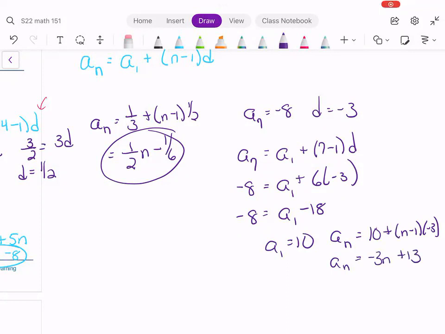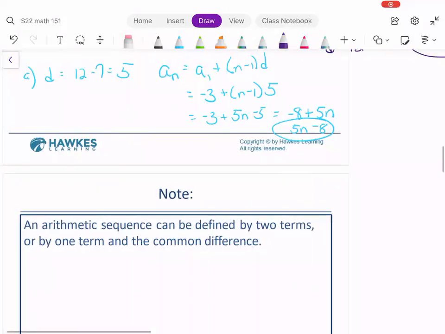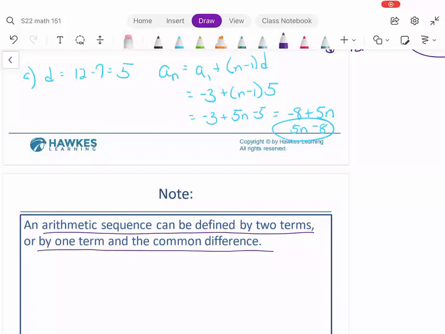These arithmetic sequences can be helpful in modeling different situations. Before we look at one of those, please note that an arithmetic sequence can be defined by 2 terms or by 1 term and the common difference. So I can either give you 2 terms and you can calculate d, or I can just give you 1 term and the common difference, and from there you can figure out any of these formulas.